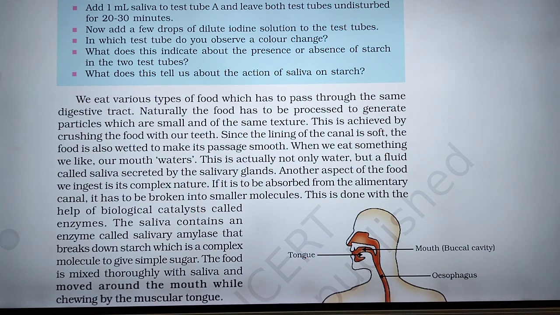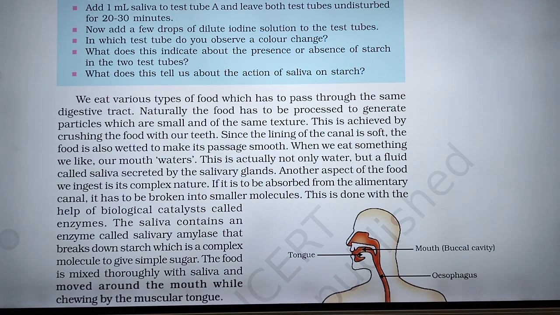The ingested food is broken down into smaller molecules with the help of enzymes. Saliva contains an enzyme called salivary amylase that breaks down starch, which is a complex molecule, to give us simple sugar. It means salivary amylase breaks the starch, a complex molecule, into simple sugar.